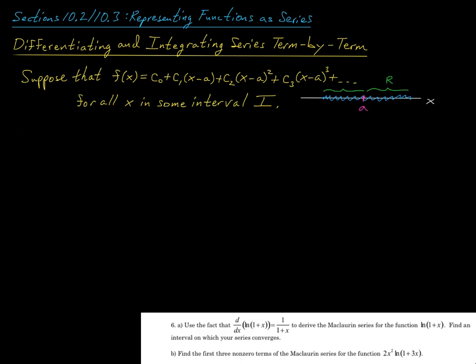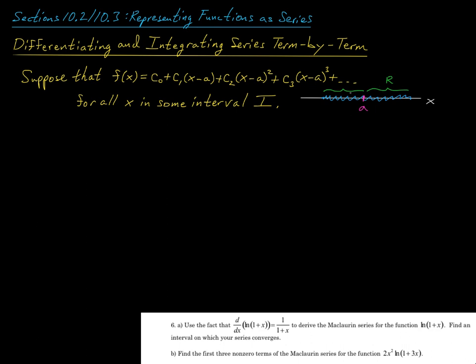Alright, in this video we're going to first go over an important result on differentiating and integrating series term by term, and then we're going to apply the result to question 6 on the worksheet. Okay, so to start, let's suppose that f of x is equal to this series on the right, centered at a, and let's say this series converges to f of x for all x in some interval I.